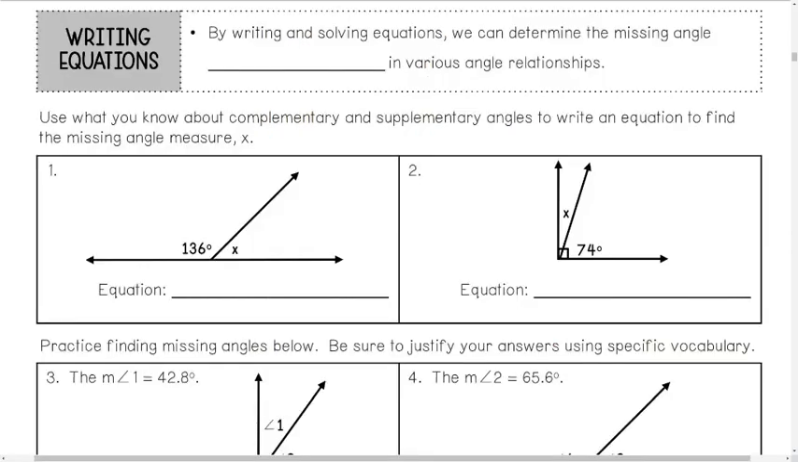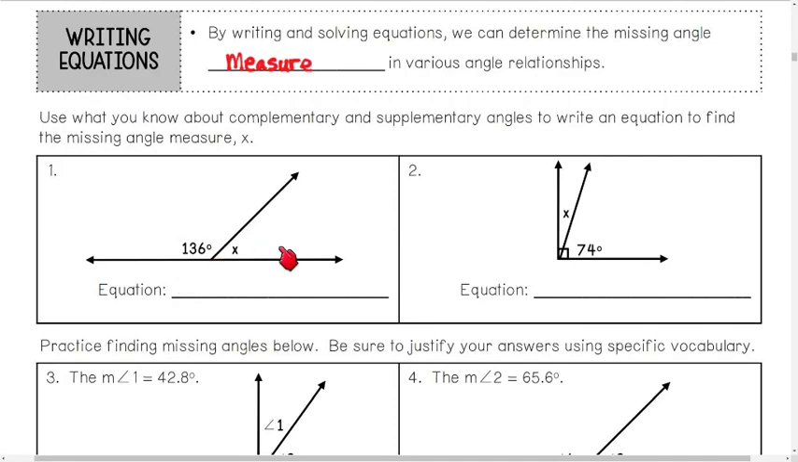Okay, next slide. When writing equations from this, we are going to go ahead and write the equation, and we can solve the equation to determine the missing angle and its measure in various relationships. We're going to find out whether each is complementary or supplementary. And then if it's complementary or supplementary, we're going to write an equation to find the missing value. We're not going to actually find it, we're just starting out by writing the equation.